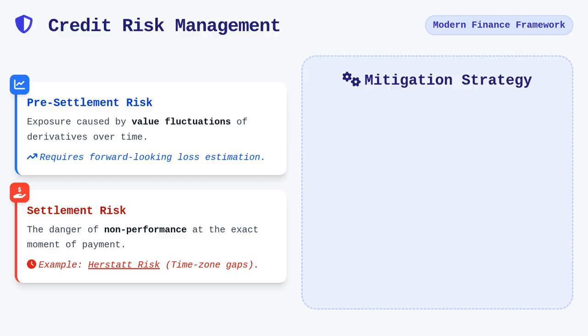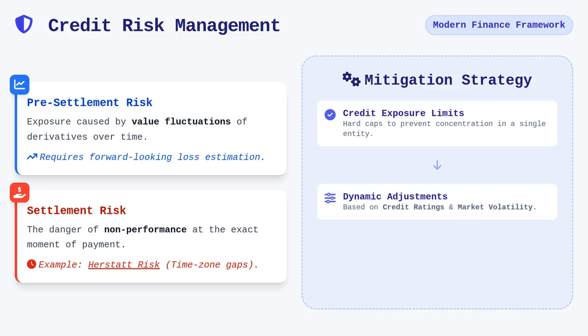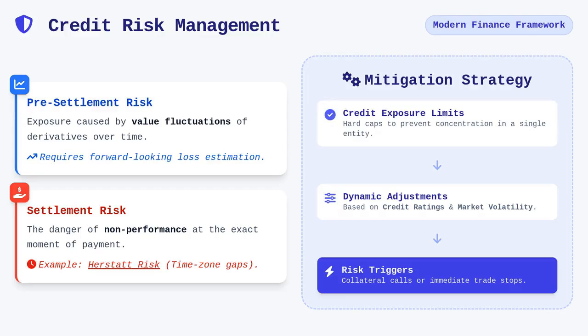To manage these exposures, firms implement rigorous credit exposure limits, which act as hard caps on how much risk can be concentrated with a single entity. These limits are not static. They are dynamically adjusted based on the current credit rating of the counterparty and the prevailing market volatility. By monitoring these metrics continuously, risk managers can trigger collateral calls or stop trading activity well before a catastrophic event occurs.